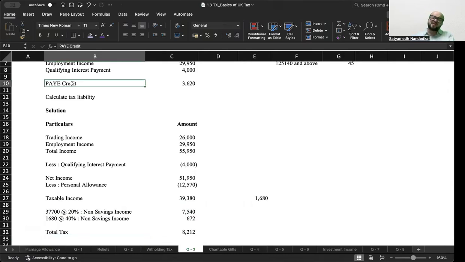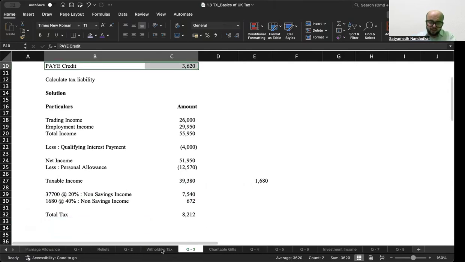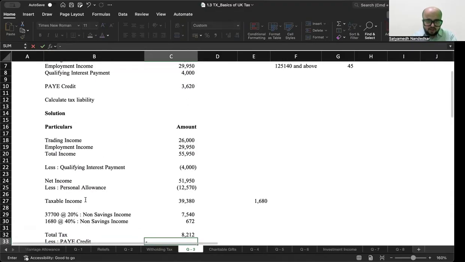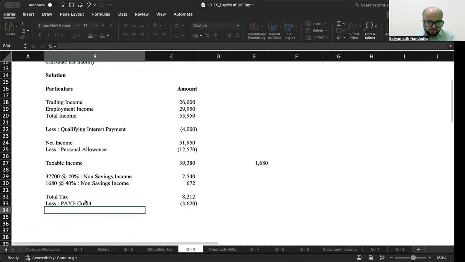But the question mentions that there is this PAYE credit, which is what we discussed with respect to the withholding tax part. So that amount will be adjusted, okay? And you will only have to pay the balance amount. How much is this? 3,620.